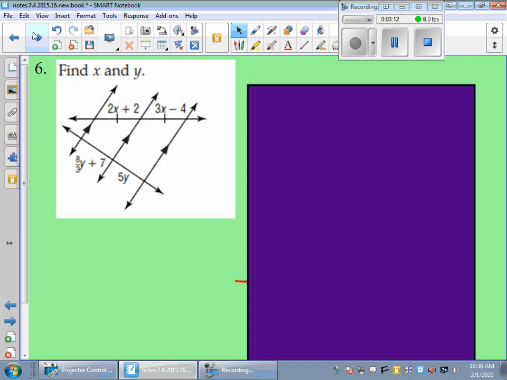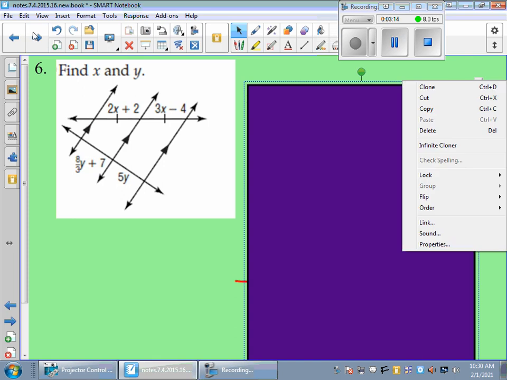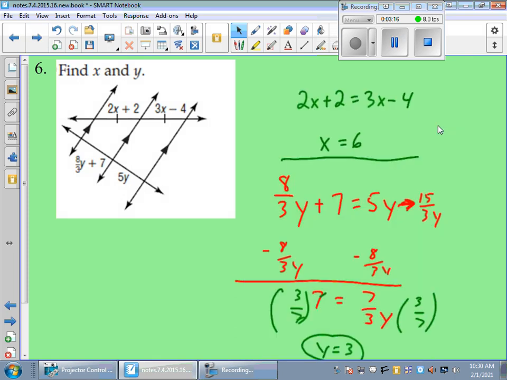Last slide, same concept. Try that one on your own. I'll get my key going right here, and that outputs both of the answers for you. Hopefully that helps you out with this.